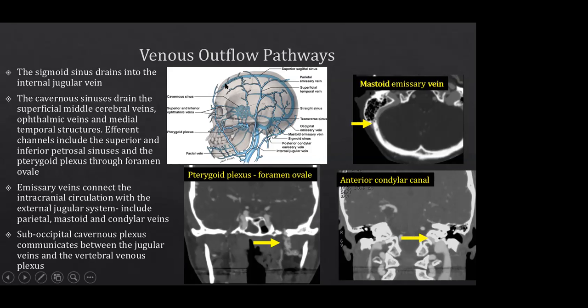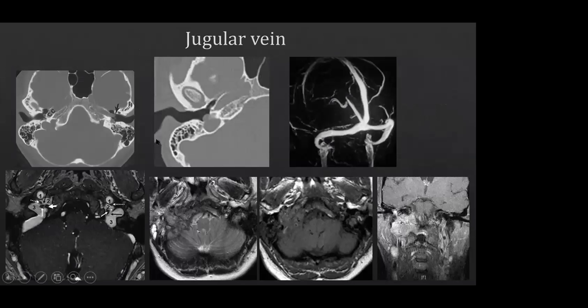The traditional pathway, of course, is via the sigmoid sinus into the jugular vein. But there are other important venous channels for us to understand, and let's look at some of these. This is the traditional one. Here you have the superior sagittal sinus, the torcular, the transverse sinuses, the sigmoid sinuses, and the jugular veins. When we talked about the cranial nerves, I showed the anatomy of the carotid canal and the internal jugular vein, when we looked at the 9th, 10th, 11th nerve complex.